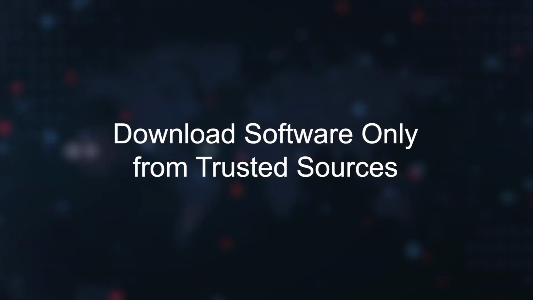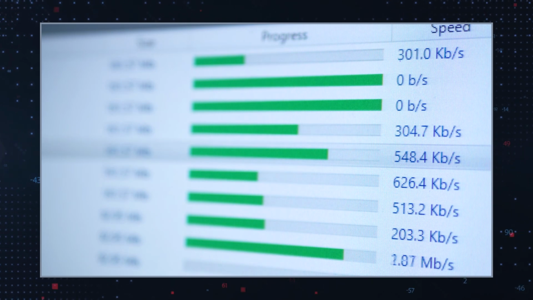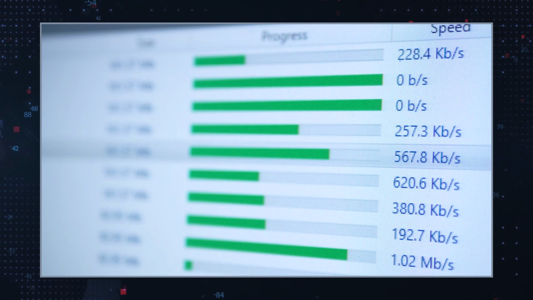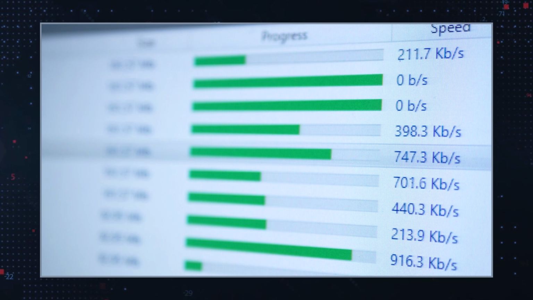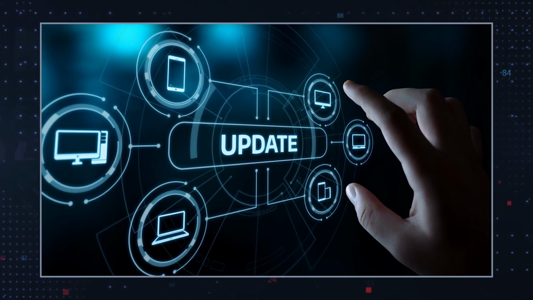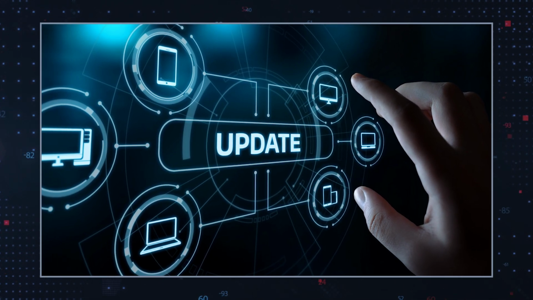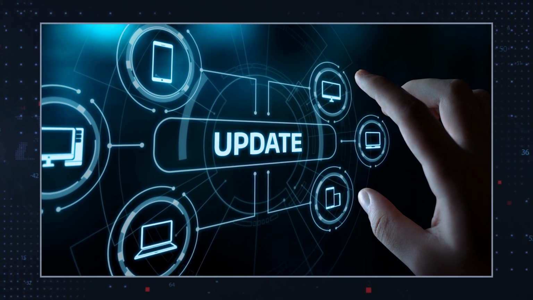Download software only from trusted sources. Download software only from official or verified websites. Avoid pirated content and unverified sources, as these often harbor malware. Keep software updated. Regularly updating your operating system and software ensures that known vulnerabilities are patched, making it harder for ransomware to exploit security gaps.